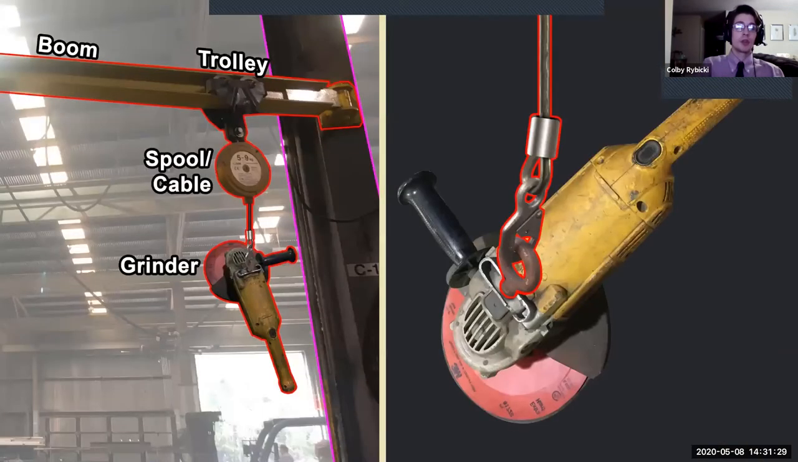Here's a closer look at the trolley and lift cable system. The cable attaches to an eye bolt on the grinder. The grinder's power cable is not shown here, but it also runs alongside the lifting cable. I'm going to throw it over to Cash.